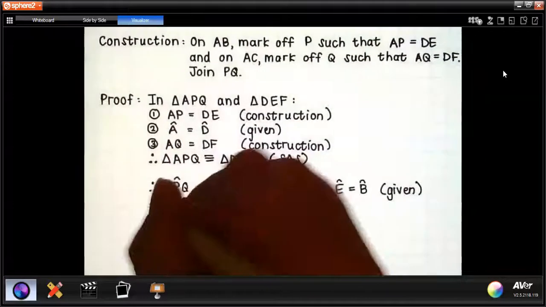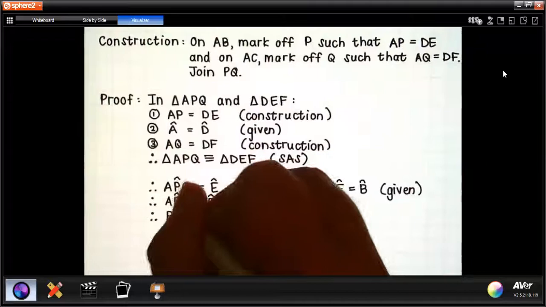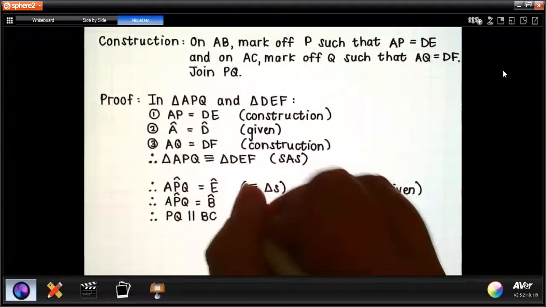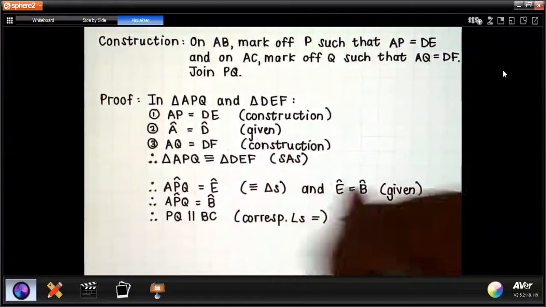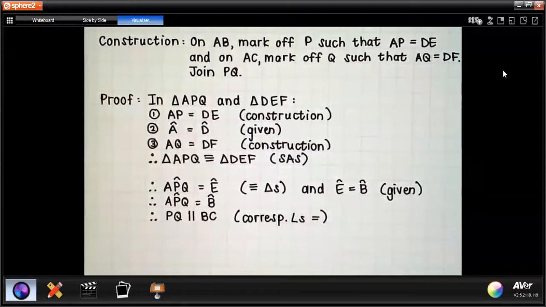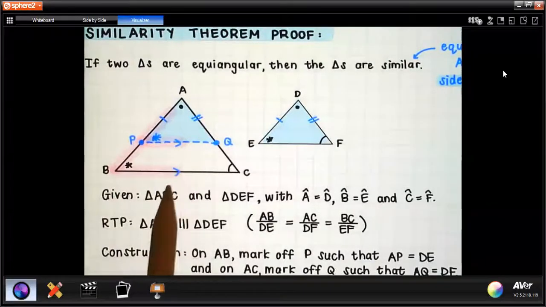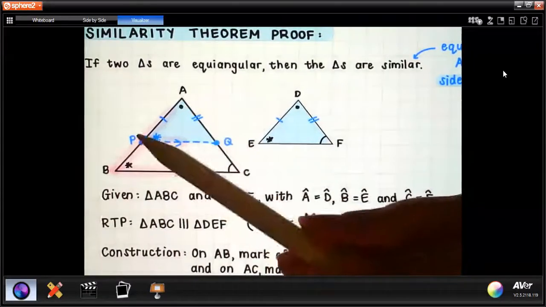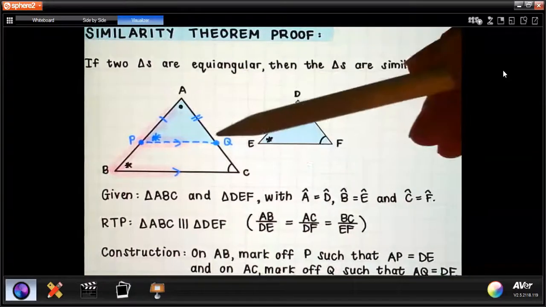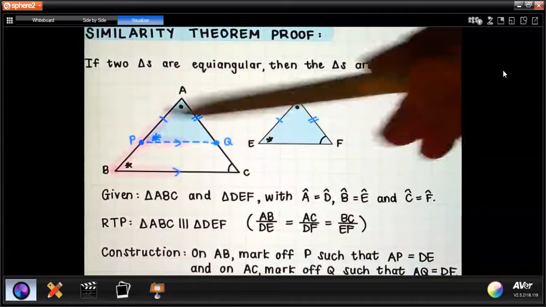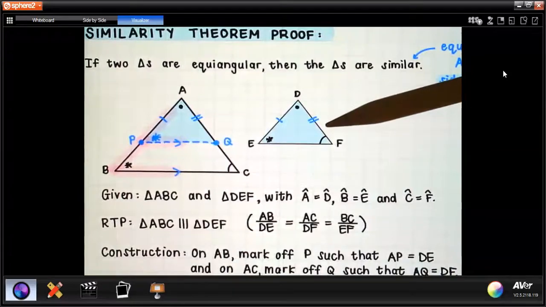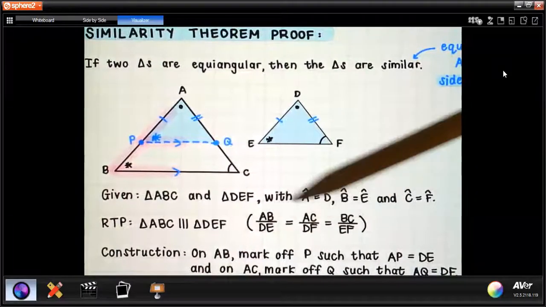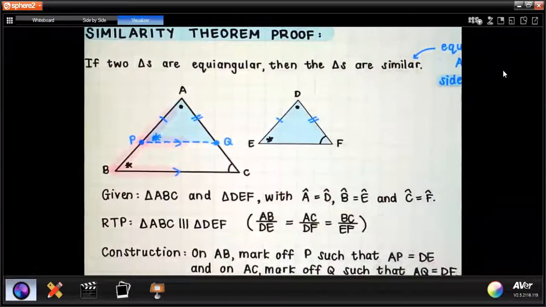So therefore, PQ is parallel to BC, and the reason for that is because of the F-shape corresponding angles equal. Please, you have to write the word or the symbol for equal there, otherwise you're not going to get that mark. Okay, so now that we know that these lines are parallel, we're going to say AB over AP is equal to AC over AQ, prop theorem. But AP is equal to DE and AQ is equal to DF, construction. Therefore, we're going to have our first set of fractions being equal.